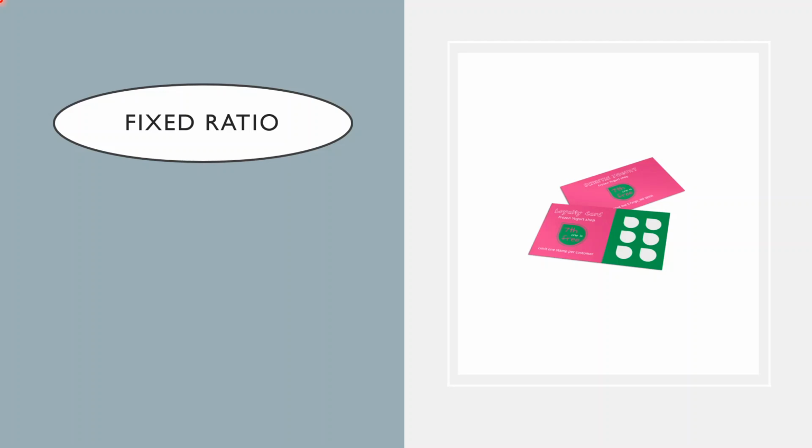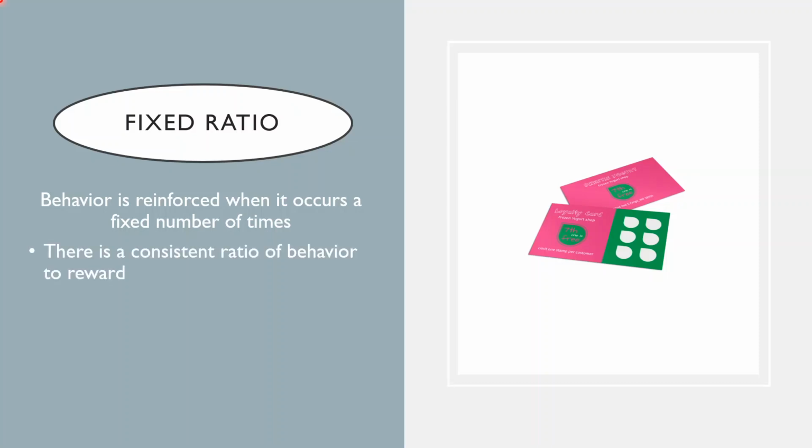So we want to start with fixed ratio schedule. What does that mean? A fixed ratio schedule means that the behavior being targeted is reinforced when it occurs a fixed number of times. Anyone who has ever been to a frozen yogurt shop has likely received a rewards card where you get a punch or a sticker or a stamp every time you buy a thing of yogurt, and after every 6 or 10 visits, you get a free yogurt. That is a fixed ratio. You buy yogurt 6 times, and you get the reward of a free yogurt. The behavior is reinforced after it occurs a fixed number of times.